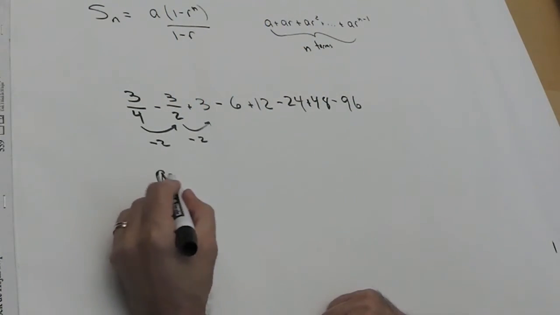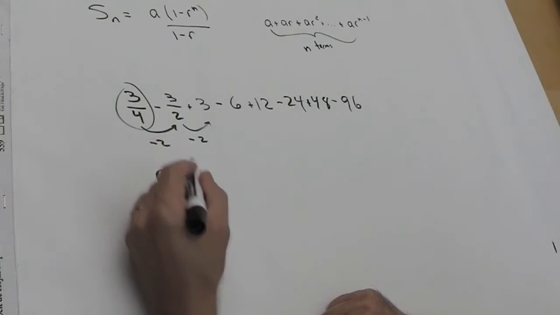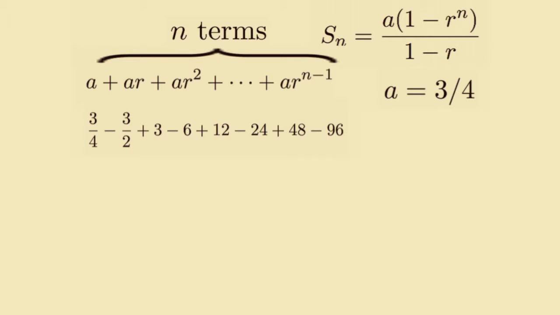Now, we could find the sum for this series simply by putting it in a calculator. But let's just get exercise using the formula for the geometric series sum that we found before. So the first term in this series, which we called a, is 3/4. The number of terms in the series is 1, 2, 3, 4, 5, 6, 7, 8. So n equals 8.